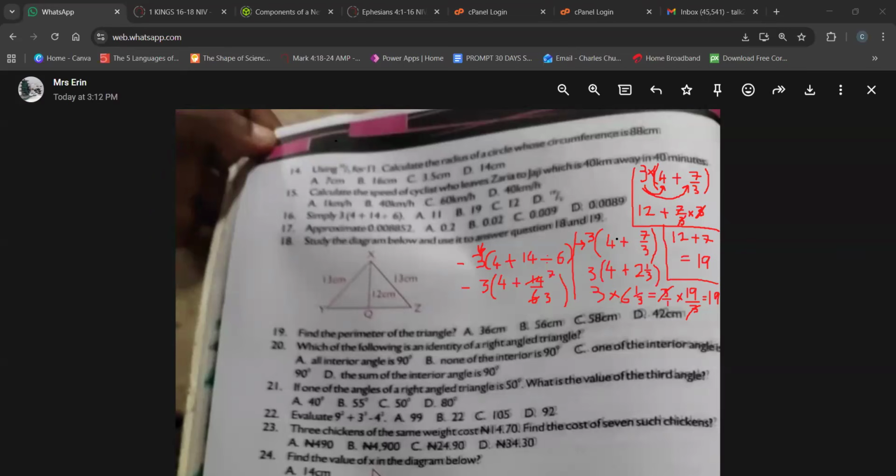Another question wasted. But then, you know what we can do? Let's make the best of it. We're not going to write anything, but let's make it an oral question. Are you ready? Okay, so let us assume this question had said, approximate this number to two significant figures. What will be the answer?